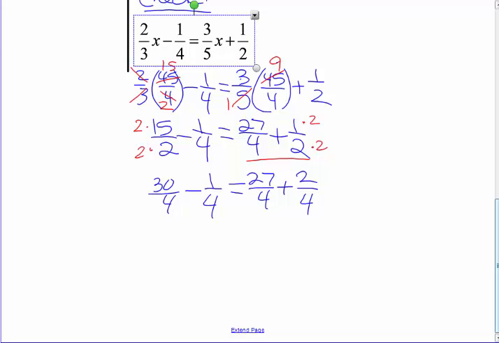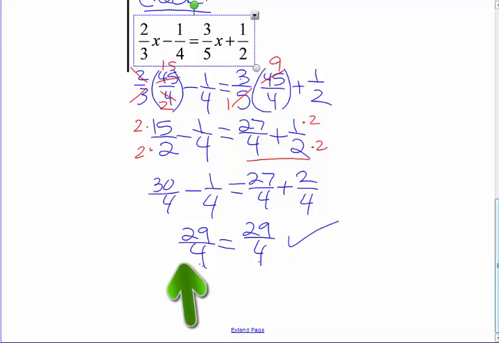So here, 30 minus 1 is 29 over 4. On this side, 27 plus 2 is 29 over 4. I have the exact same thing on both sides, so it works. Notice I worked the left-hand side independently, and I worked the right-hand side independently of each other. Okay? So I just worked down the two sides. Nothing moved. So I just used order of operations to evaluate this side, and order of operations to evaluate that side. Then you compare the numbers at the end.